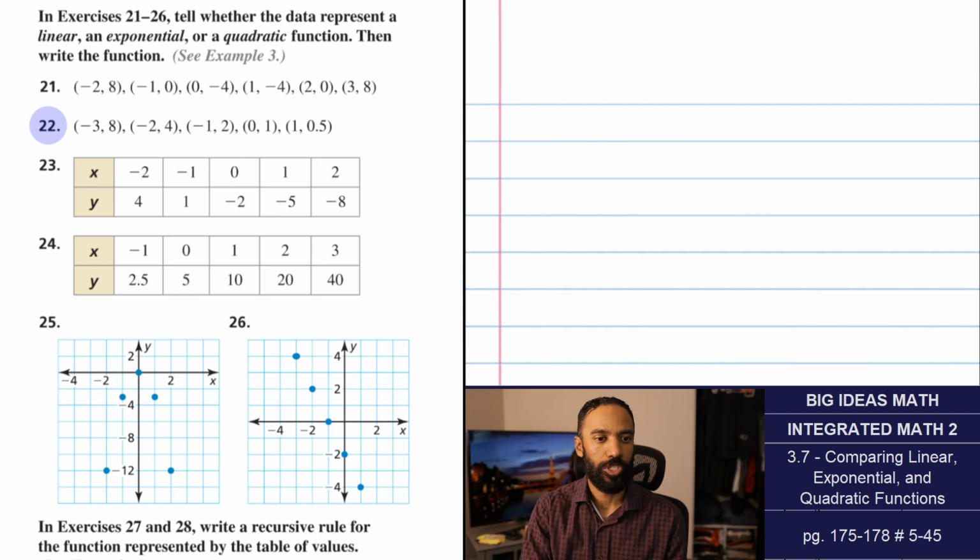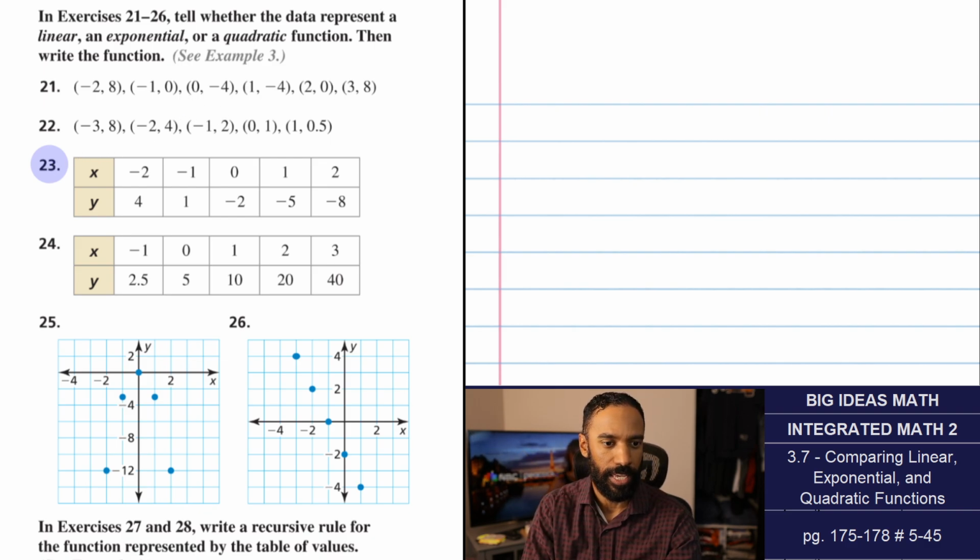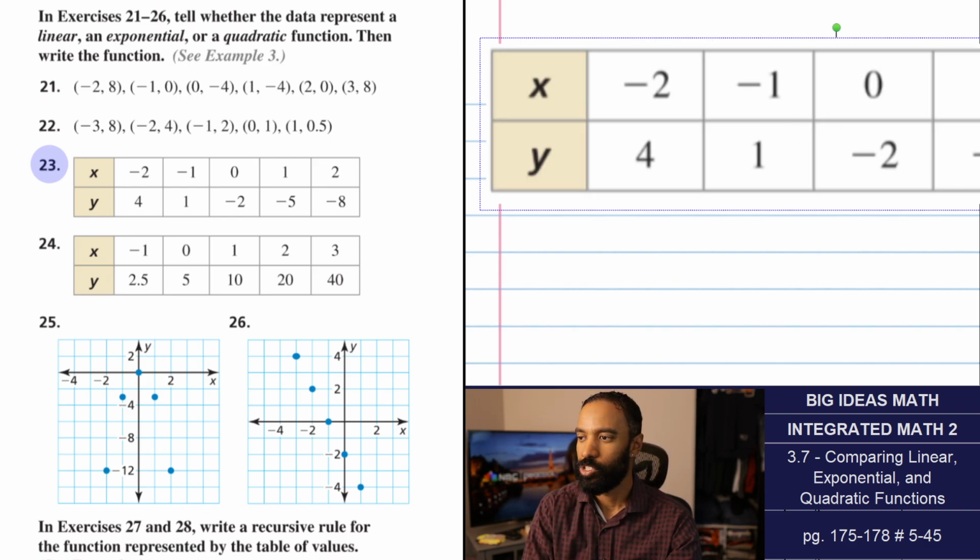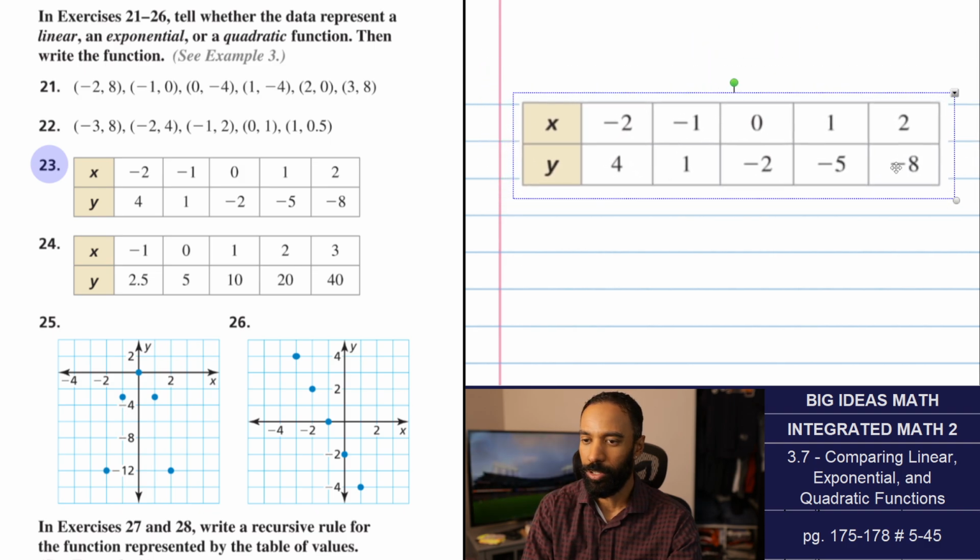Let's go to numbers 23 and 24, where we have tables, and I will be copying and pasting these ones in instead because it's there. So I'm a little lazy.